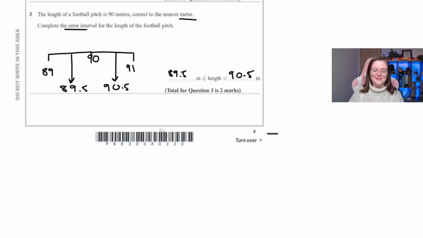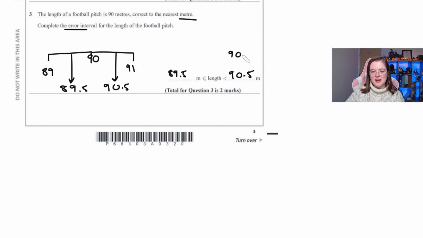Easy peasy. Yeah, and the reason this works is because this would round to 90 meters. Even if it was this, anything lower than this would round to 89. And this can't technically round to 90 because it would round to 91, but anything up to it would.